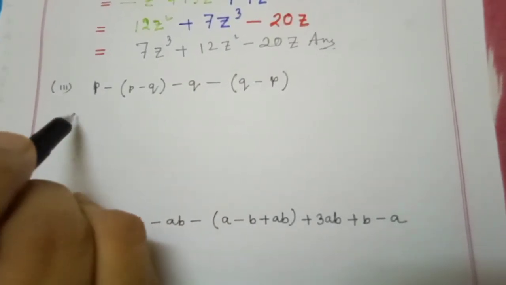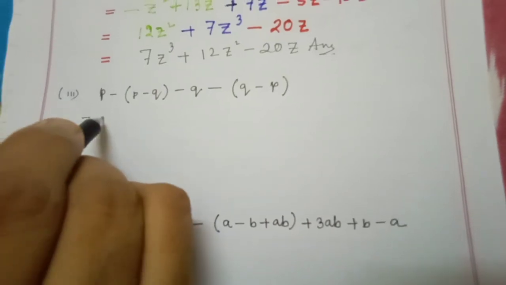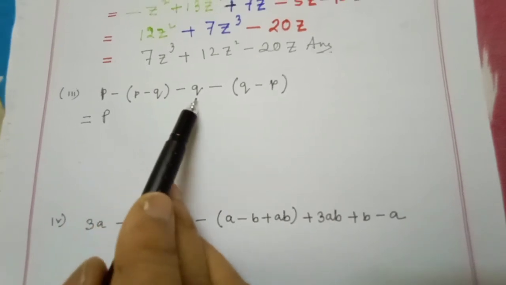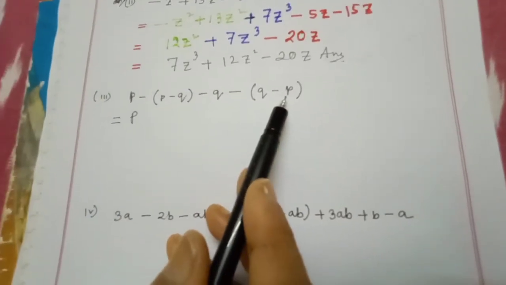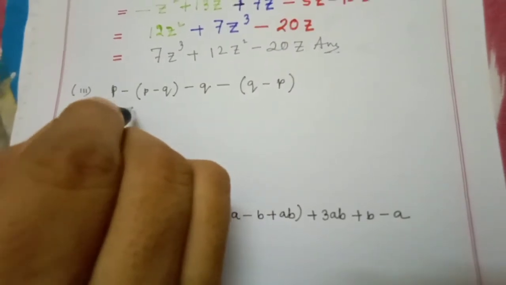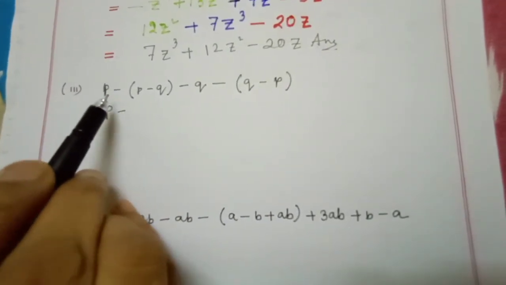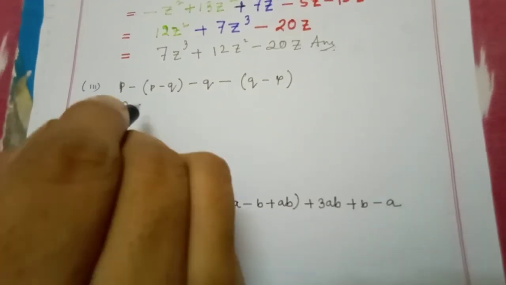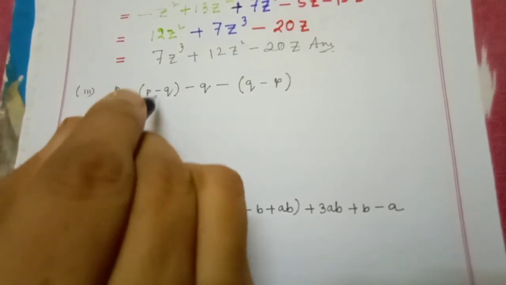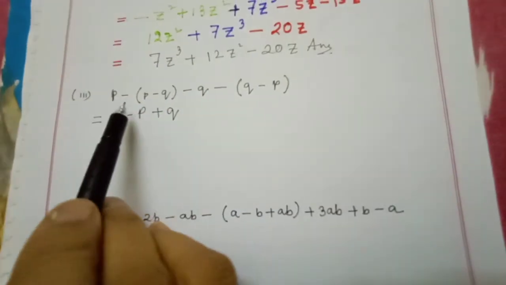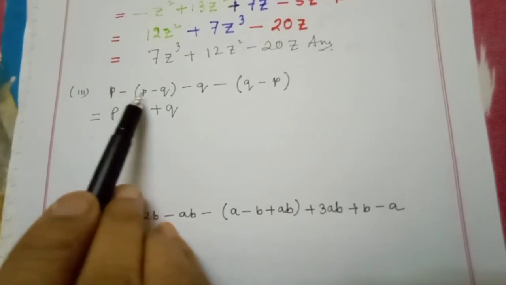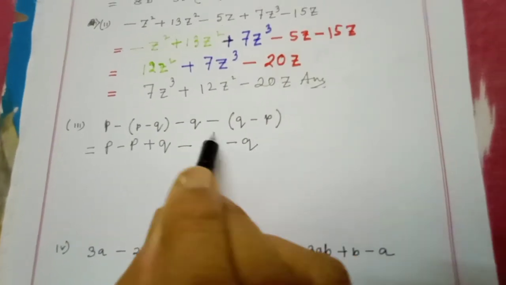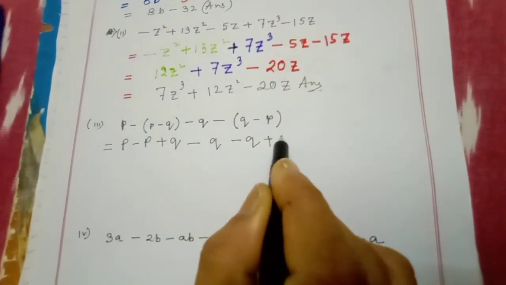Next one is, see this one: p minus q, inside the bracket, minus q minus p. When you are opening the bracket, if minus is outside, you have to change the sign inside the bracket. Minus p, then minus into minus is plus q. Be careful, when minus is outside, the sign will be changed. Minus q, and minus into minus is plus p.